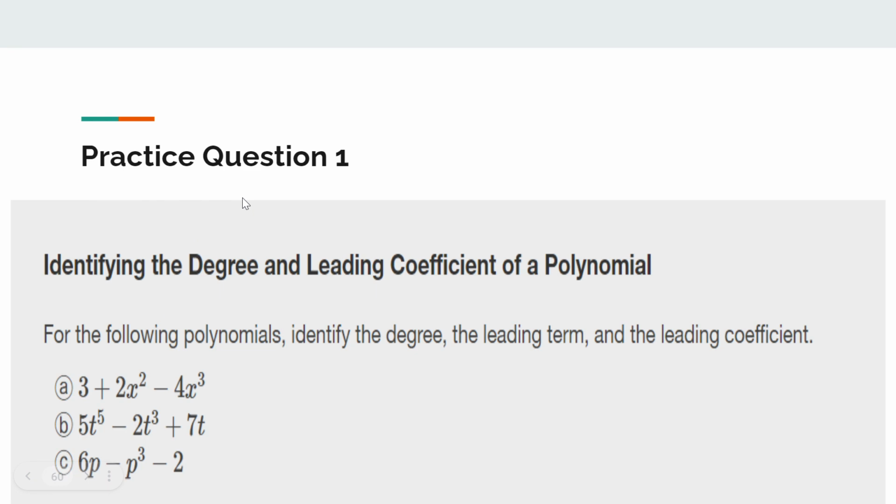So let's do some practice questions. Identify the degree and leading coefficient of a polynomial. For the following polynomials, identify the degree, the leading term, and also the leading coefficient. I'll give you guys 40 seconds to work on these starting from now.